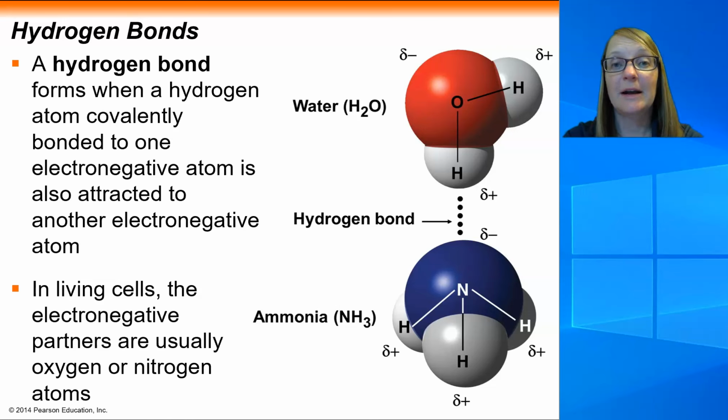Next, we're going to tackle hydrogen bonds. And while these are weak bonds, they can be a little bit hard to comprehend, so we'll spend some time on this. By definition, as is stated on this slide, a hydrogen bond forms when a hydrogen atom covalently bonded to one electronegative atom is also attracted to another electronegative atom. That's a mouthful and honestly probably doesn't make a lot of sense. So let's tease this out.